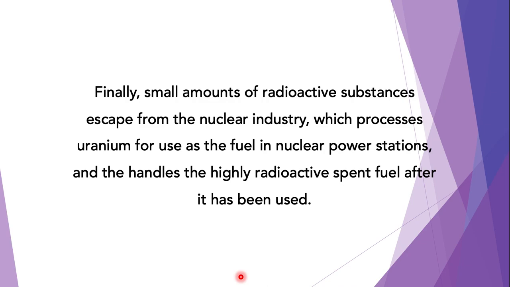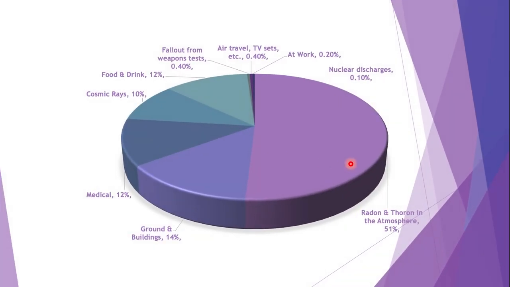So artificial radiation and natural background radiation make up this entire pie chart. The radiation we are exposed to all the time. So this pie chart is entirely background radiation. And this background radiation includes natural sources of radiation and some artificial sources of radiation like medicals, fallout from weapons tests, air travel, TV sets, etc., radiation at work, and nuclear discharges. Then naturally we get them from the atmosphere, cosmic rays, food and drink, ground and buildings. So they're almost impossible to be avoided.